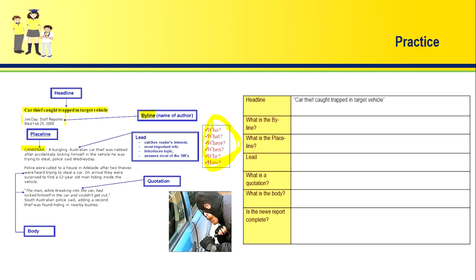You're asked what quotations are and what the importance of quotations is, and the body, which is the most specific information about a news story. And finally, you're asked whether this news report is complete. You can answer this to complete and jump to the second page.